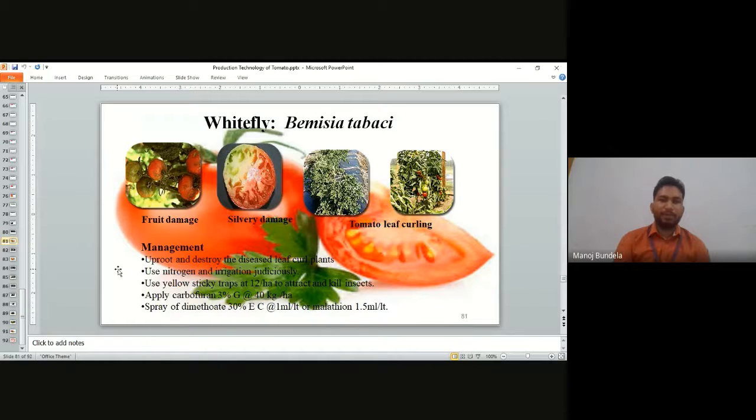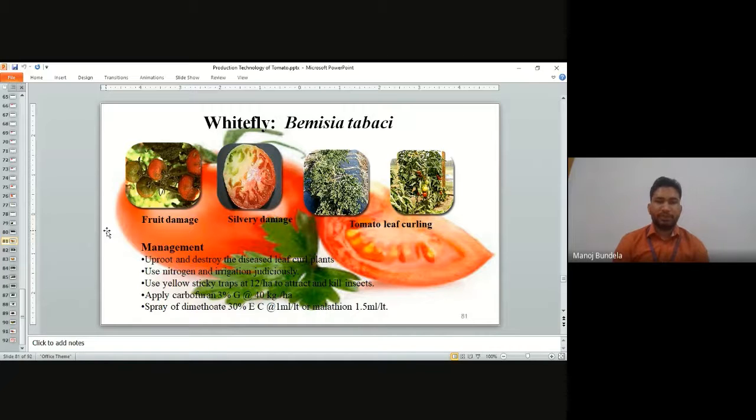Whitefly, Bemisia tabaci. The whitefly damages the fruits and normally causes viral disease. Viral disease means fruit damage and silvering, and tomato leaf curling will start. Leaf curling will start like this, you can see in the diagram. Management: uproot and destroy the diseased leaves or plants.